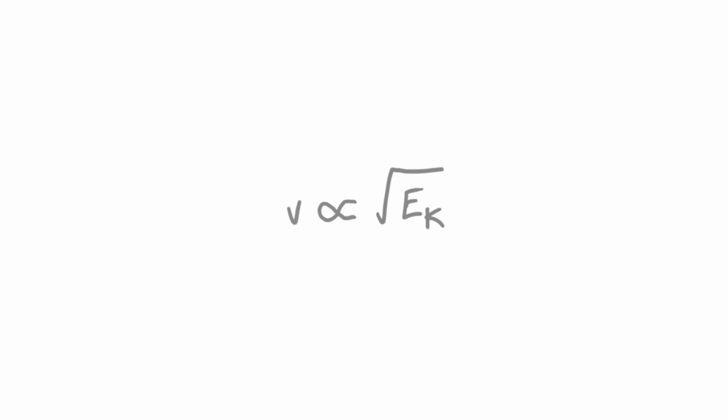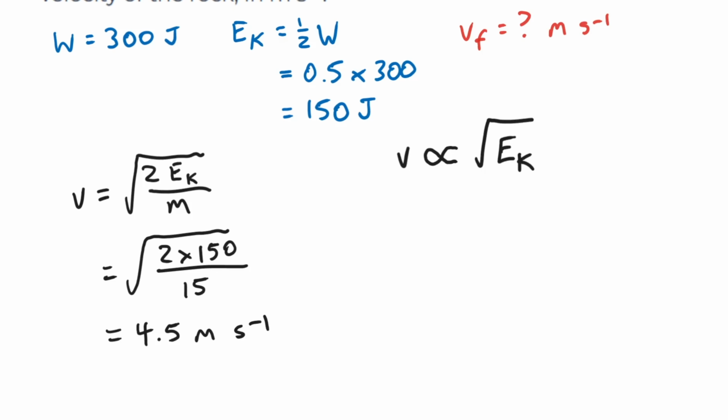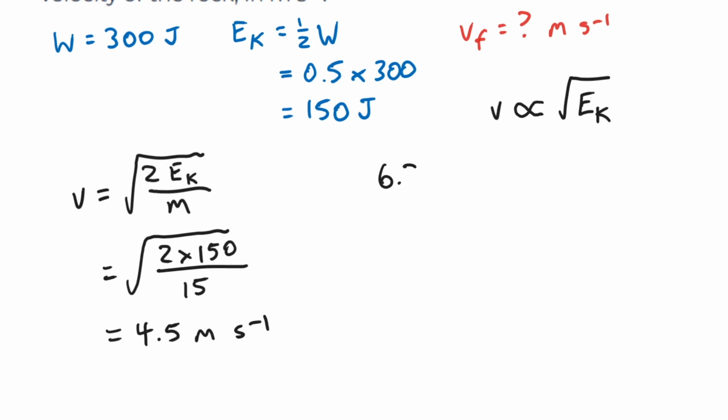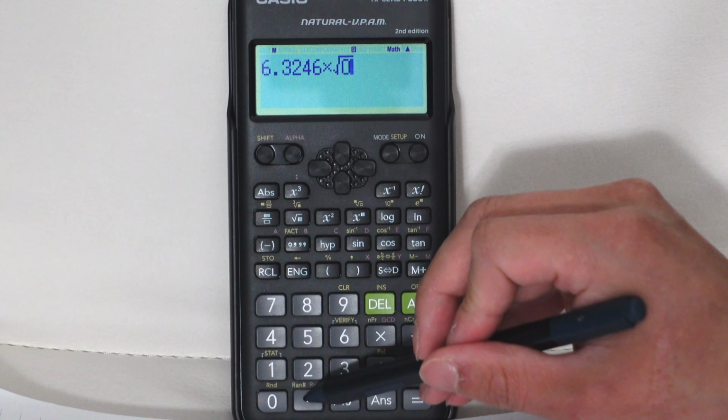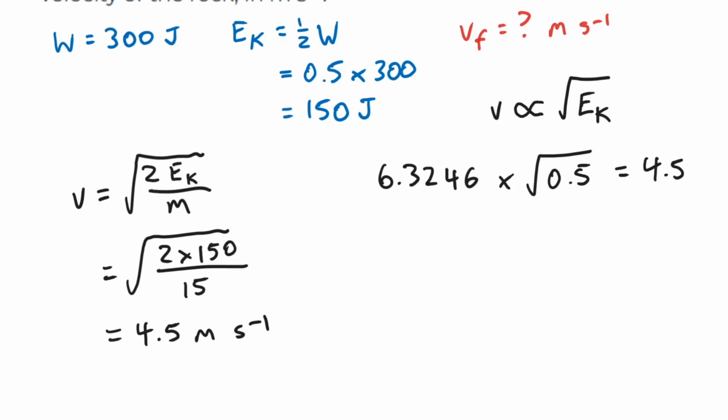You may remember that velocity is proportional to the square root of kinetic energy, and since our kinetic energy has halved, we could have multiplied our previous velocity by the square root of 0.5 to get the same answer. So 6.3246 times the square root of 0.5 gives us a new velocity of 4.5, rounded to two significant figures.